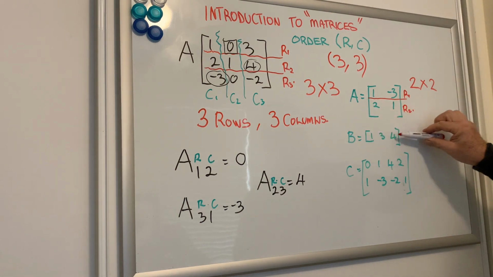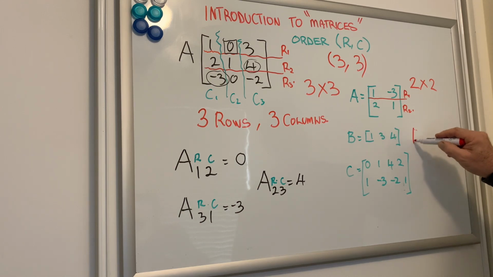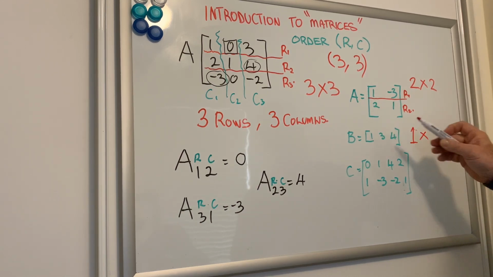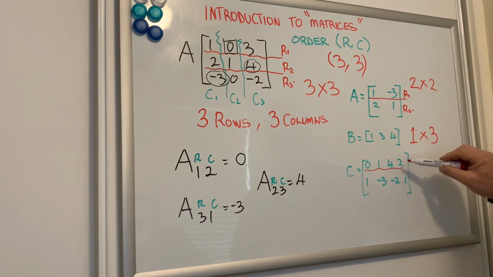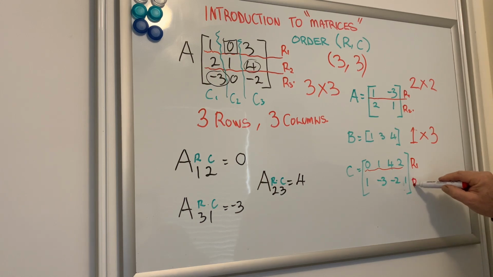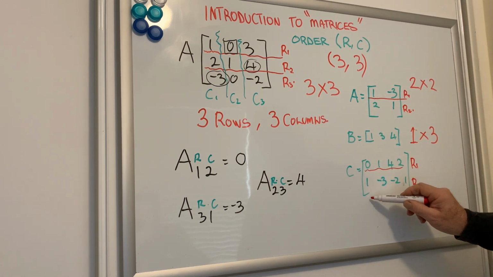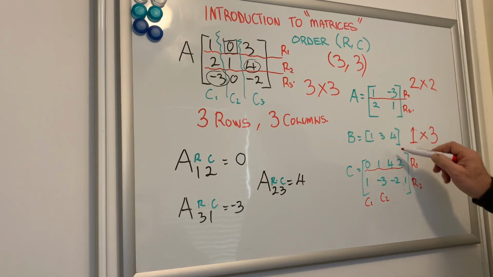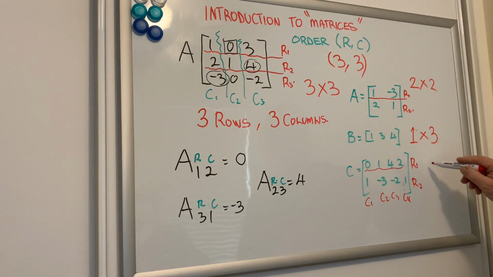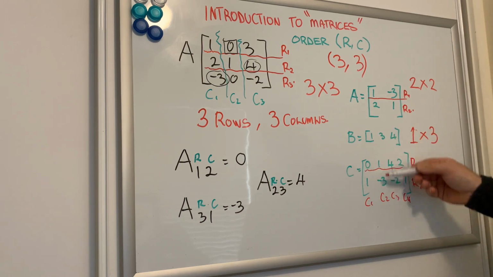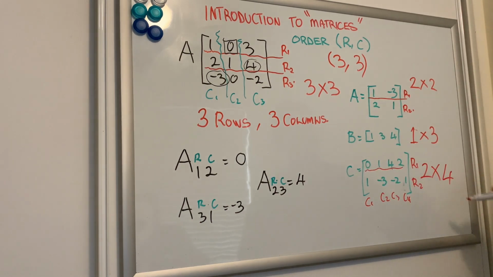This one here simply has 1 row. So it's actually 1 times 3 columns. So it's actually 1 by 3. This one here is 1 row, 2 rows, and 1 column, column 2, column 3, column 4. So it's actually 2 rows by 4 columns. So it's actually 2 by 4.